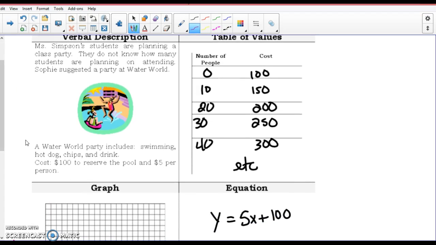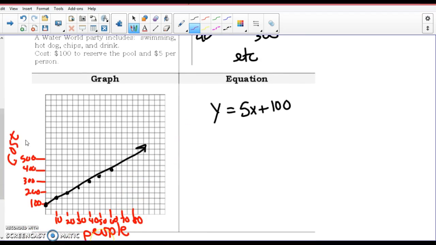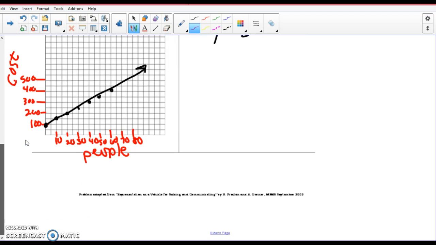So when you start filling in your table values, 0 people cost $100, 10 people cost $150, 20 people cost $200, and so on. Your equation is y equals 5x plus 100. I think part of the hardest part about graphing these by hand is figuring out an appropriate scale. I did tens across the bottom for people, and hundreds up the side. So when I graph this, 0 people $100, 10 people $150, 20 people $200, and so on. There's my graph.